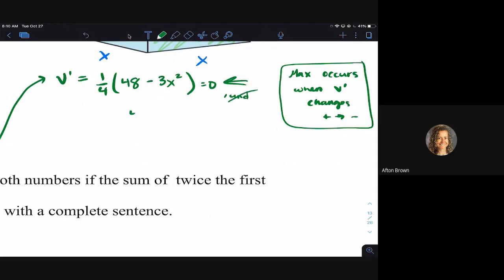So this will equal 0 when 48 minus 3x squared equals 0, or when 48 equals 3x squared. We divide by 3. 48 divided by 3 is 16. Take the square root, and what does x equal? Plus or minus 4. In this case, do you think we need to consider both? Which one can we ignore? Negative, because x is referring to a side length, so we really only need to worry about x equals 4.